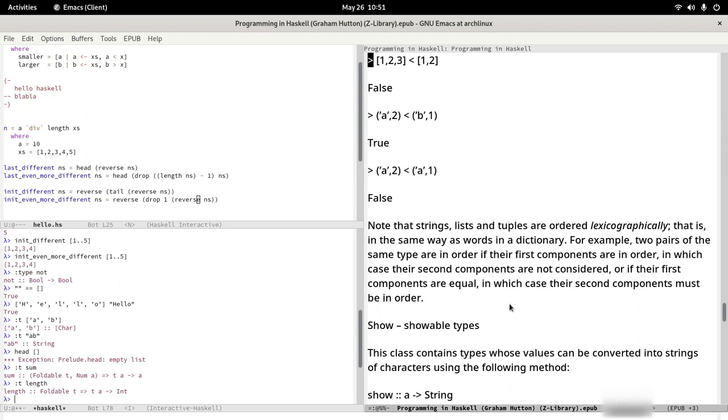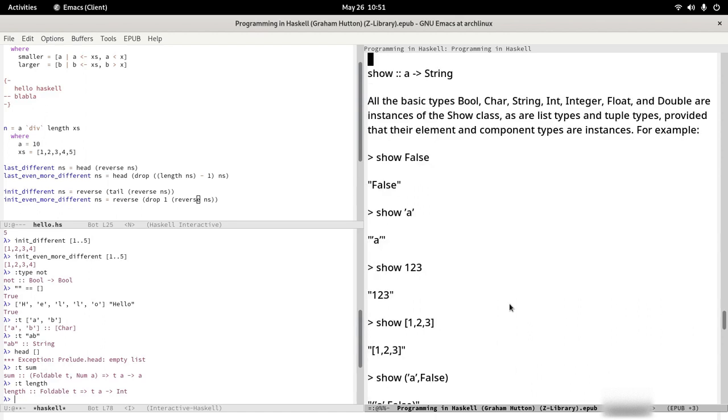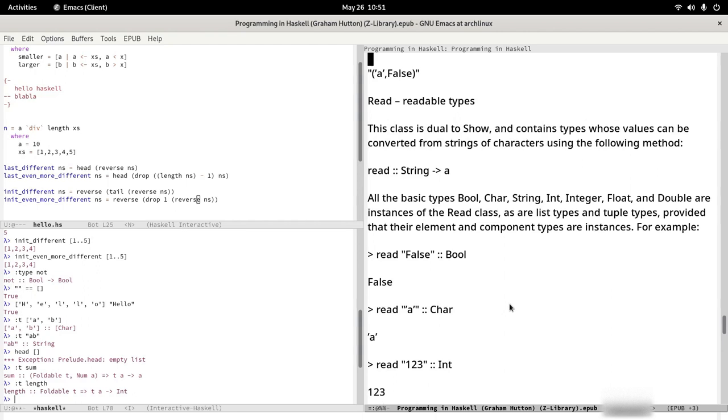Showable types. This class contains types whose values can be converted into strings of characters using the following method, show, from a to string. All the basic types Bool, Char, String, Int, Integer, Float, and Double are instances of the Show class, as are list types and tuple types, provided that their element and component types are instances. For example, show False, show 'a', show 123, show [1,2,3], show ('a', False).